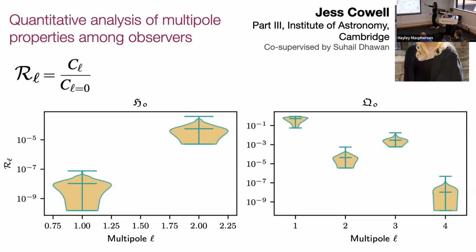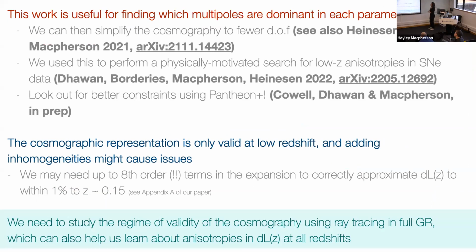And so this work was really important in that, instead of just roughly eyeballing all of these maps, we can really say for each specific parameter which multipoles contain the dominant contribution for all of our observers, and that can then allow us to safely neglect some of these terms which we know are subdominant in this multipole expansion. And so this then allows us to actually use this general cosmographic formalism to try and constrain some of these anisotropies in our data.